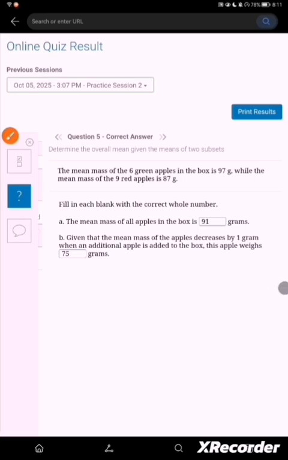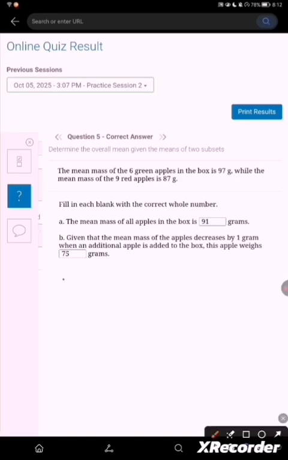Now for question number 5, they told you the mean mass of the 6 green apples in the box is 97 grams, while the mean mass of the 9 red apples is 87 grams. And for part A, they're asking for the mean mass of the total, or like the green apples plus the red apples. Now to find the total mean mass, you're going to have to find the total weight of apples added together.